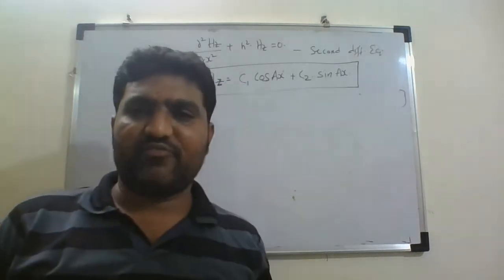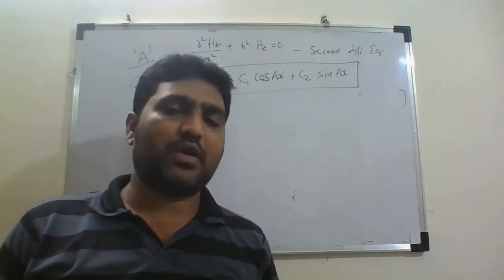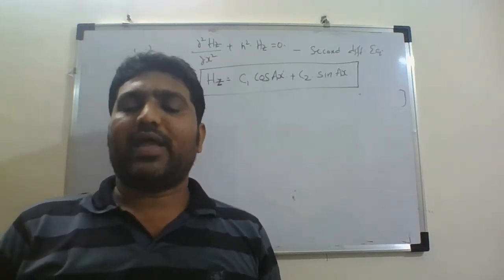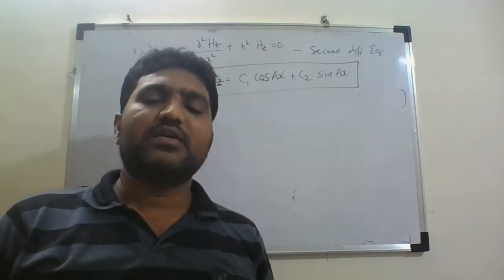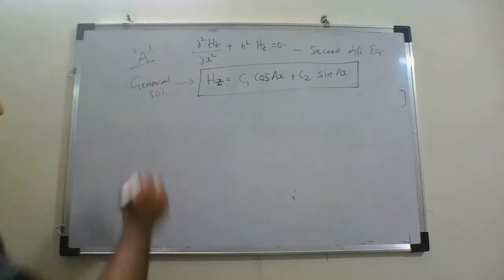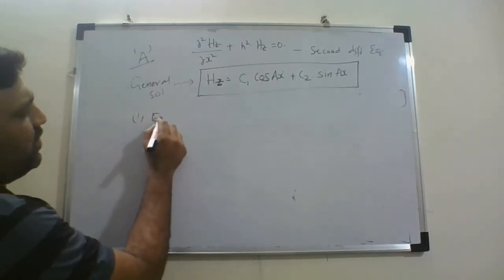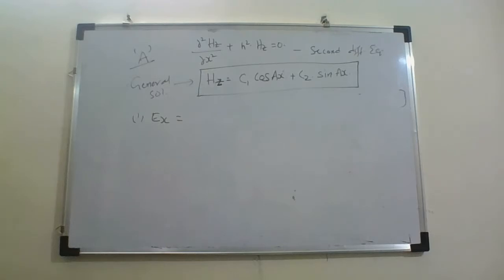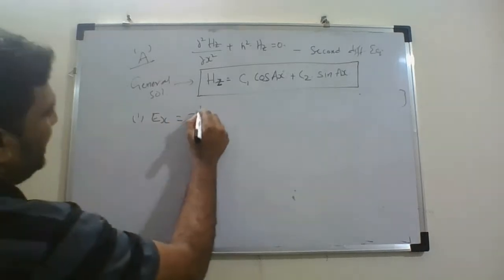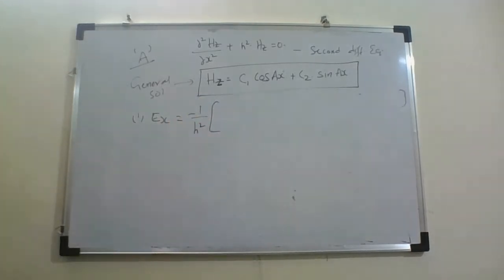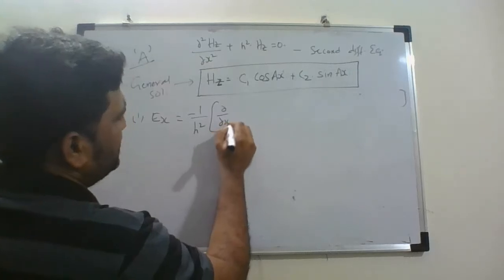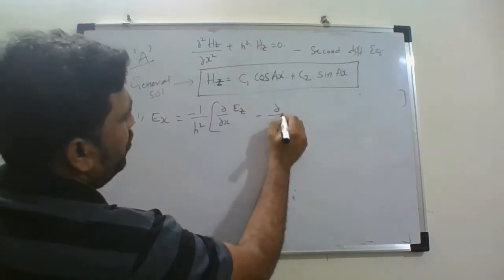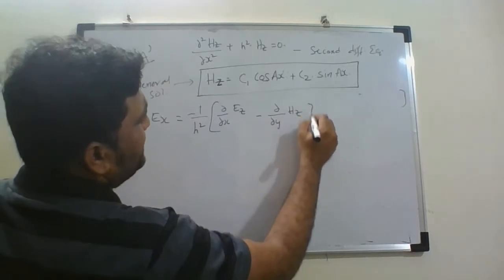Now using this information, I got Ez, I got Hz, so now I can calculate all the other terms. Let us calculate one by one. Firstly, let us calculate the transverse components, starting with the value of Ex. What is the general expression for Ex? Ex is equal to minus 1 by h² into ∂Ez/∂x minus ∂Hz/∂y.